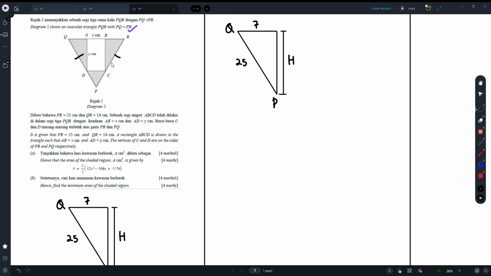Show that the area of the shaded region is given by A = (1/7)(12x² - 168x + 1176). Okay. So part A of the question requires us to show that the shaded region follows this particular equation. How to do this is very simple. First, we have to find the total area of the triangle. That is the first thing I'm going to do.